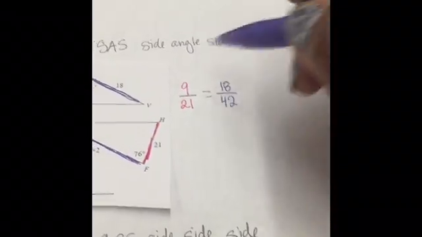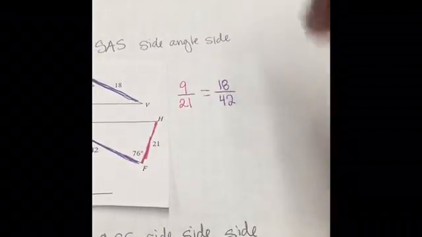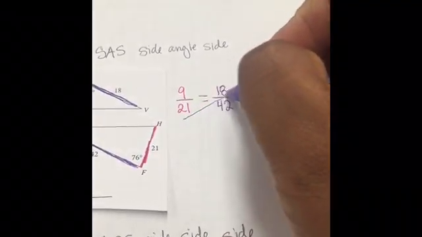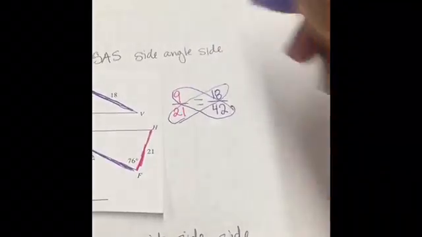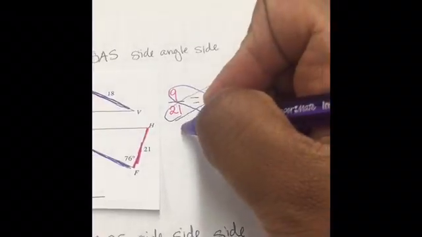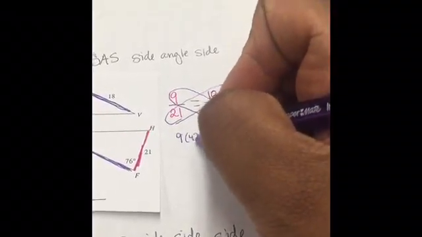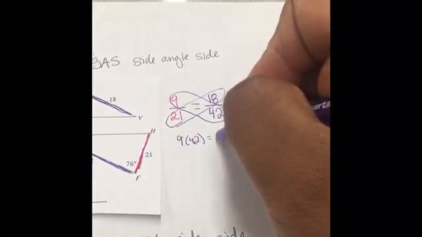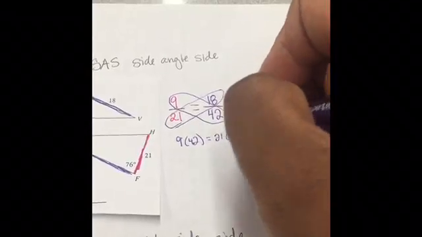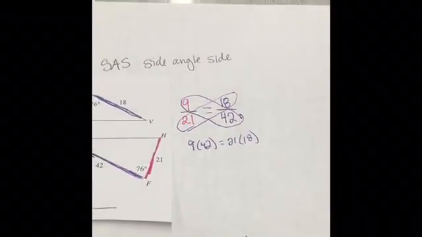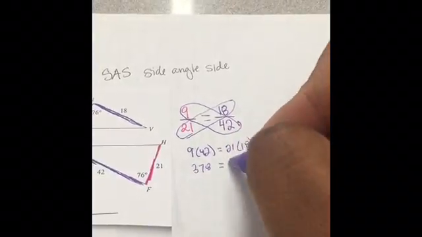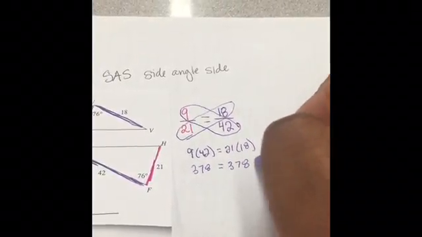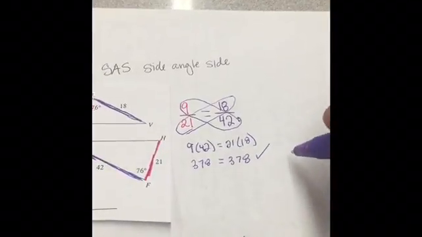Now I'm going to test to see if they're proportional by cross-multiplying the numbers together. So I'm going to cross-multiply those numbers. I'll get 9 times 42. I want to see if it's equal to 21 times 18. When I multiply those two numbers together, I should get 378 is equal to 378. So that means that the sides are proportional.